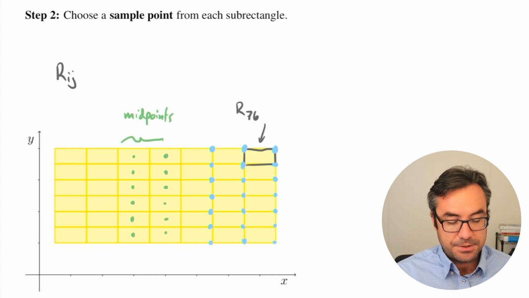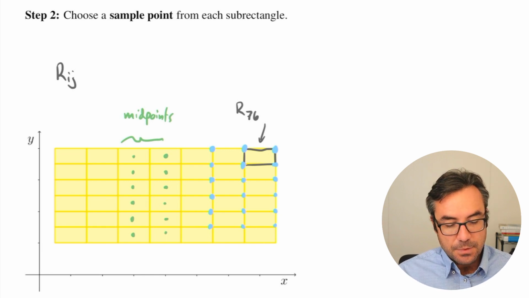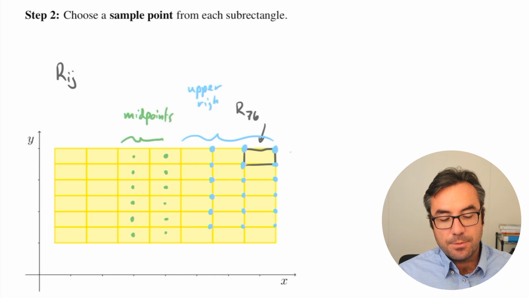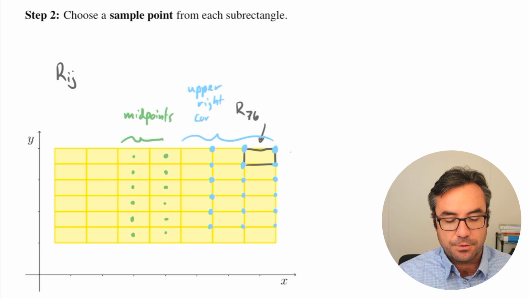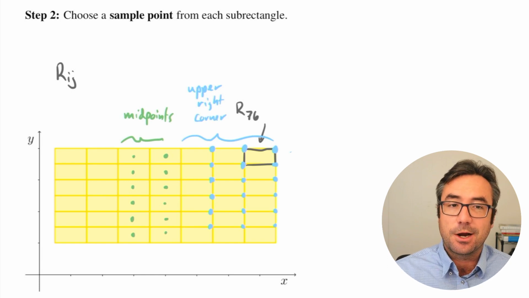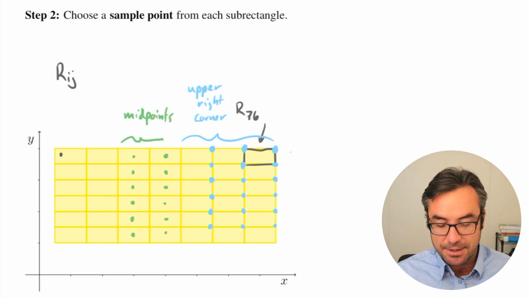So that's a perfectly reasonable way of doing it. So this is what it would look like if we're doing upper right corner. And normally you pick one and you go with it. So we do all midpoints or we do all upper right corners or things like that. Or if you wanted to, you could just do a random pick from each rectangle. So you might do something like this, and you're just randomly selecting a point from each subrectangle.